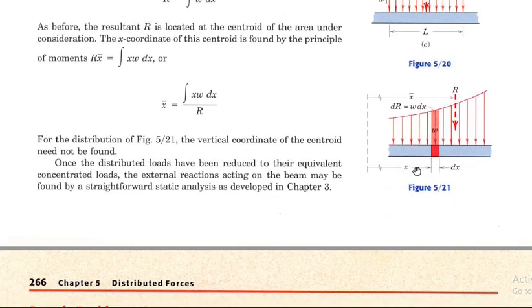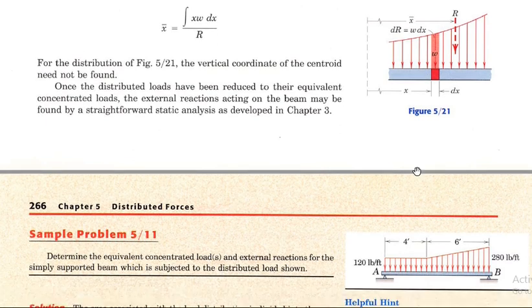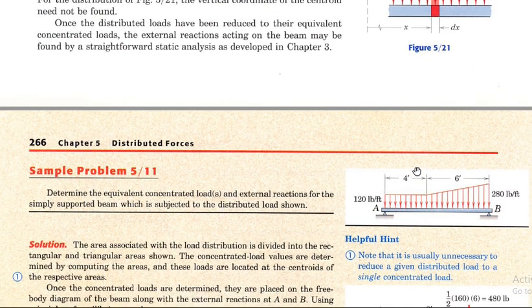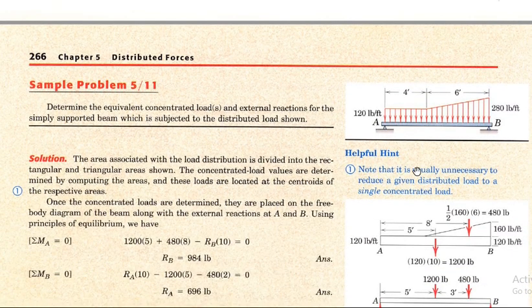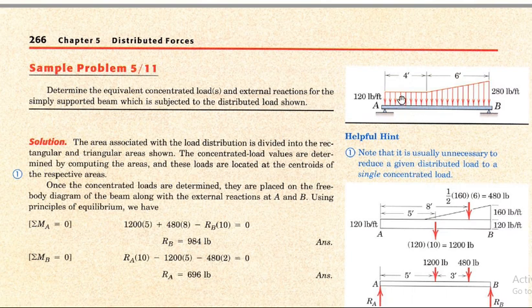Further, we will look at the numericals, and this will become even clearer. Very good example. Sample problem 5.11. A continuous load of 120 pound per foot is acting on this beam AB. Both ends are at pin joints, and at point B the varying load is 280 pound per foot.